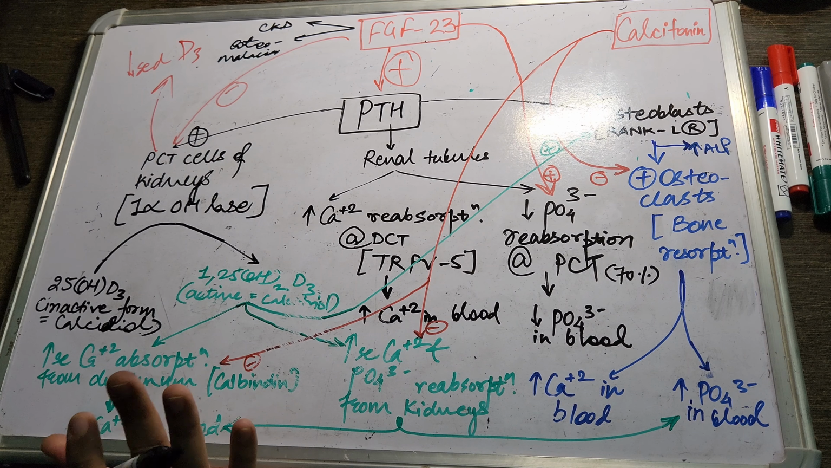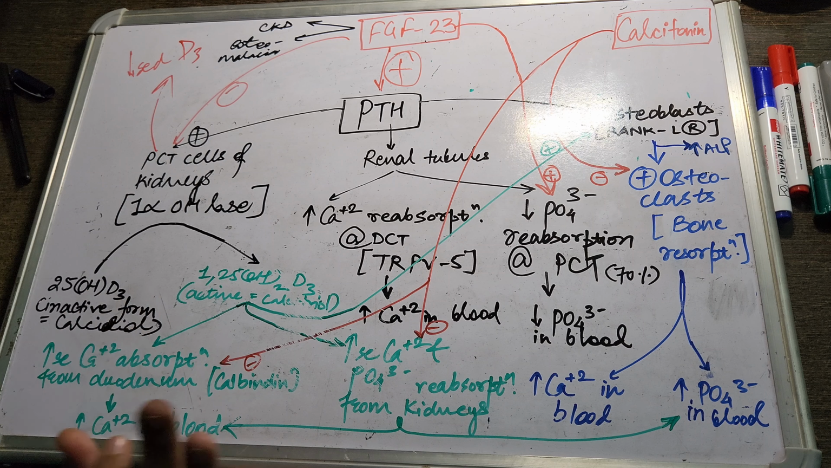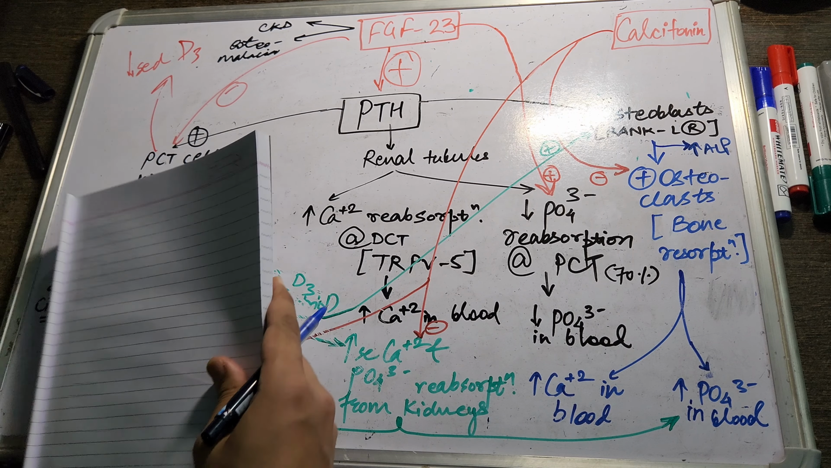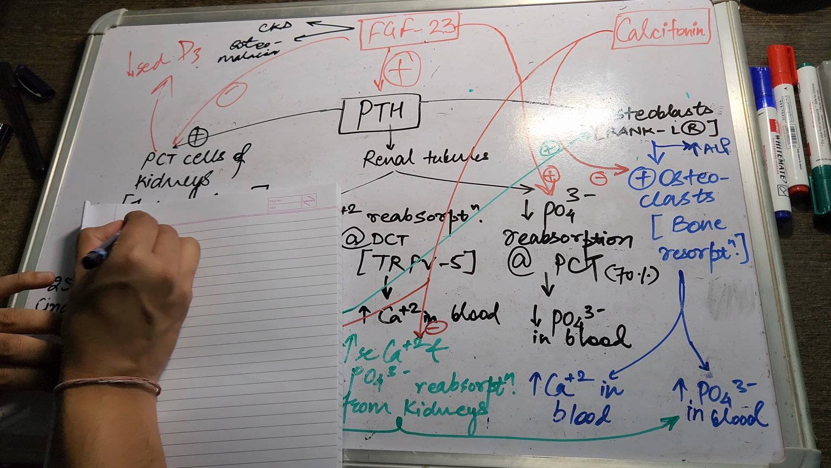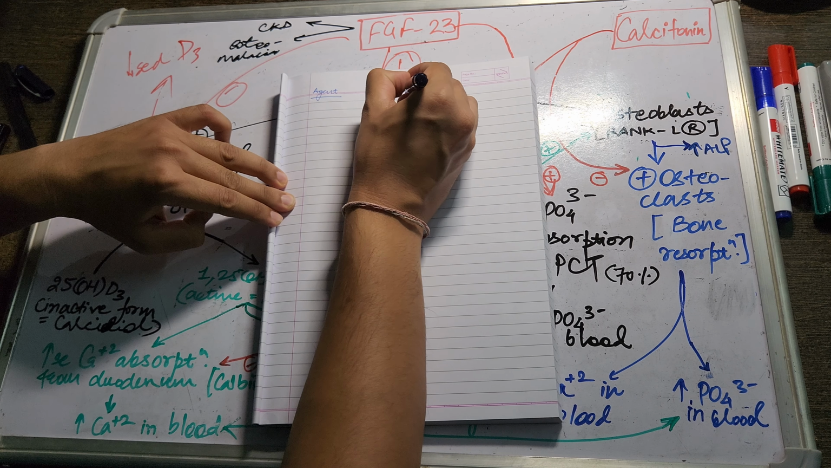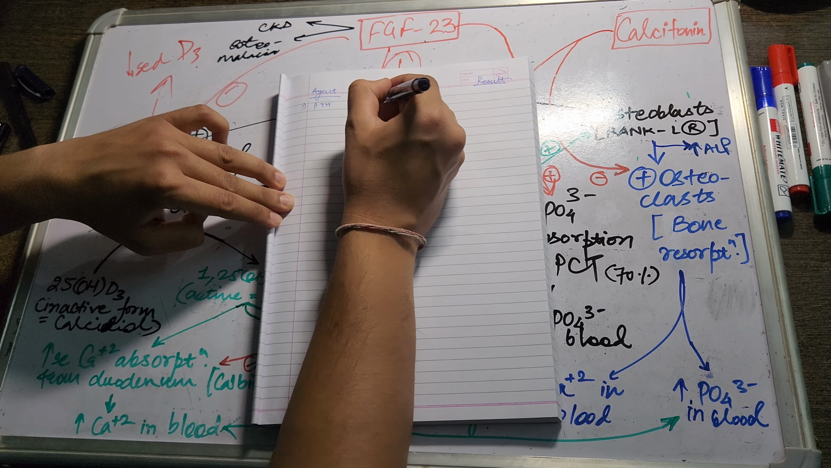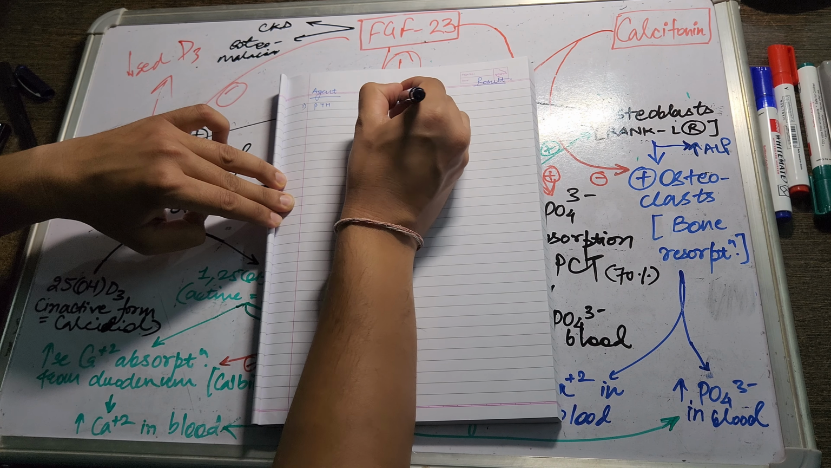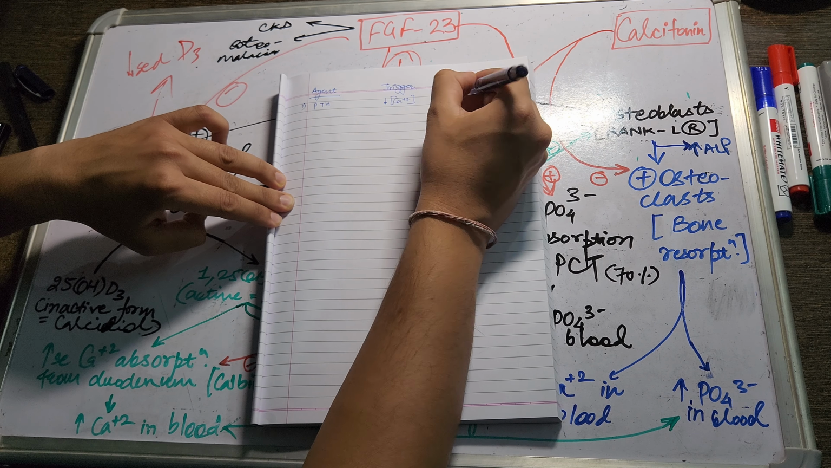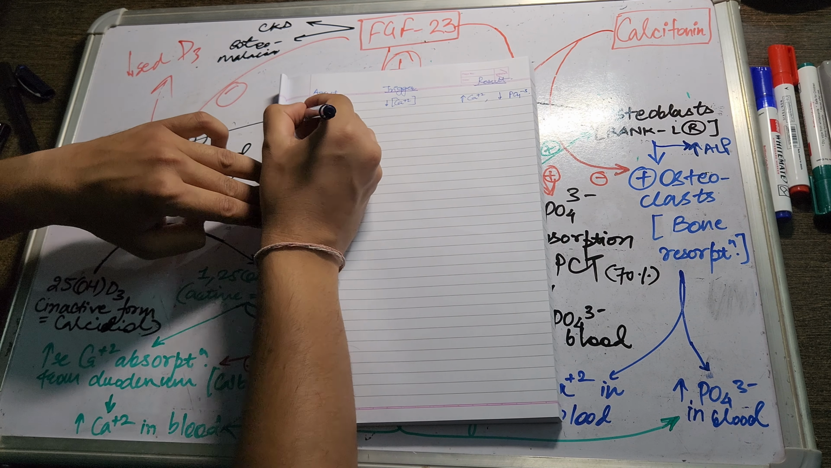So we have discussed the actions of all the four molecules and their actions on blood concentration. So now let's write it down quickly. So the agent, the trigger, and result in blood concentration. The first, parathyroid hormone. The main trigger of parathyroid hormone is decrease in calcium concentration. So what will be the result? It will increase calcium concentration, and since it's a phosphatonin, it will decrease phosphate in the blood.